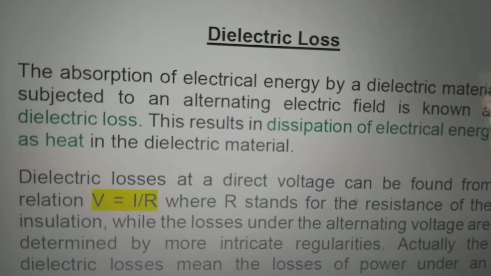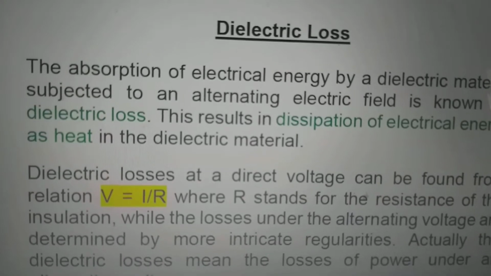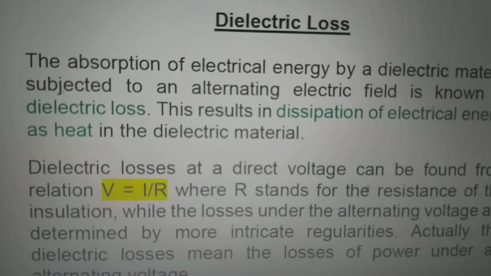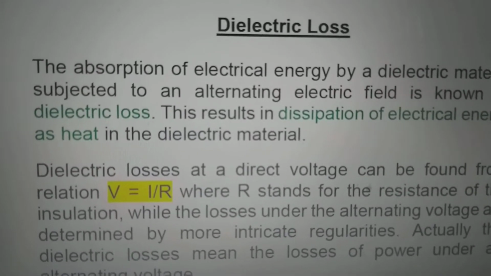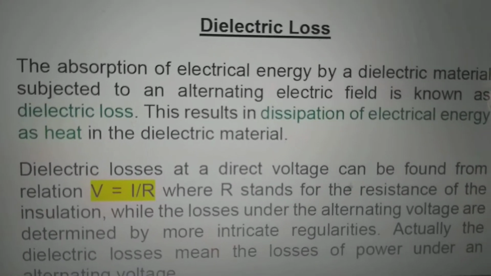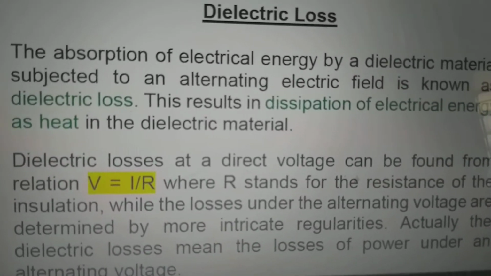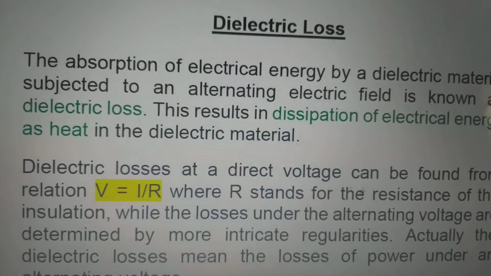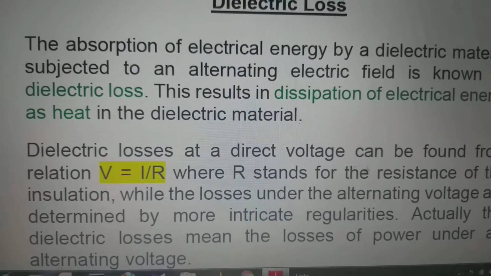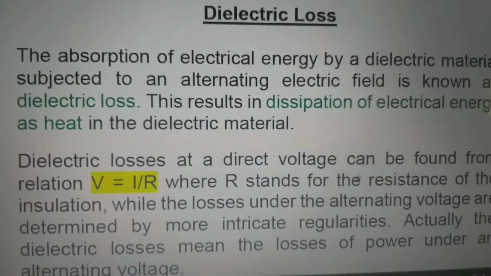Next we will see the dielectric laws and complex permittivity. We know that when we apply an electric field on the dielectric, it will get polarized. At that time some energy is dissipated in the form of heat. This loss is known as dielectric loss. For DC supply, it is found from V = IR, so the loss is I squared R.